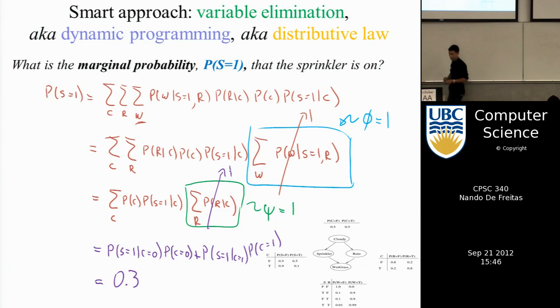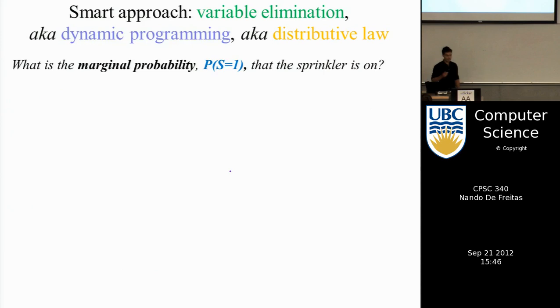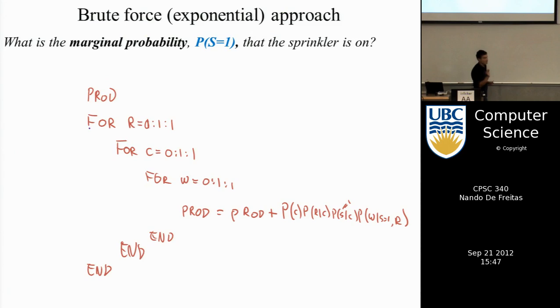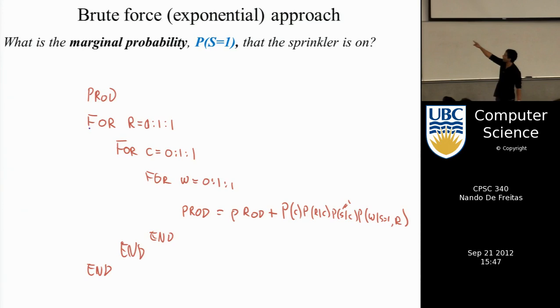In code, you would create three vectors: psi, phi, and theta. You would initialize them to 0. Just one side remark: there's another very bad coding thing I did here. I'm multiplying P of C times P of R given C times P of S given C, and so on, multiplying a bunch of small numbers. What happens when you multiply small numbers in a computer?